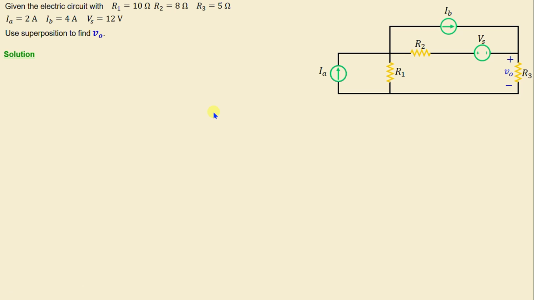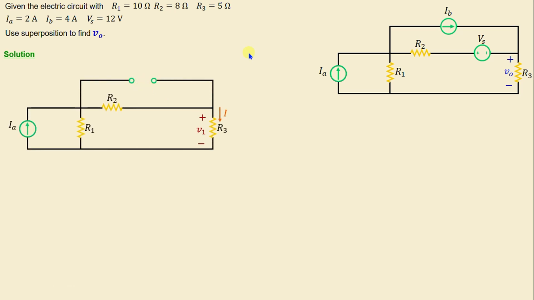Next, we proceed to deactivate all but 1 independent source in the circuit. This involves replacing the inactive voltage sources with short circuits, which means it's zero voltage, and the current sources with open circuits, which means it's zero current. Let's begin first by activating the independent current source IA and deactivating the independent current source IB and the independent voltage source VS, which will be replaced respectively by an open circuit and a short circuit. The next step is to solve the circuits using conventional techniques.